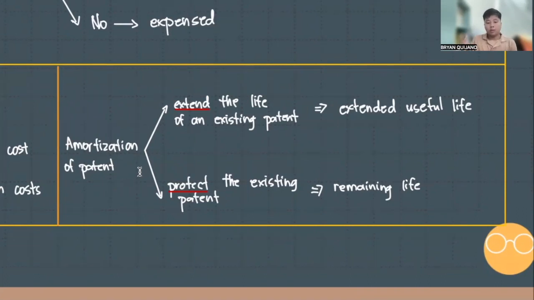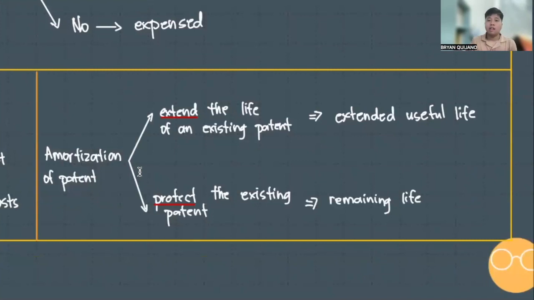Let us talk about the amortization of the patent. If a specific patent will extend the life of an existing patent, then you will use the extended useful life. But if it's not going to extend the life of the existing patent, or if it's only being used to protect the existing patent, then you will use the remaining useful life of the existing patent.